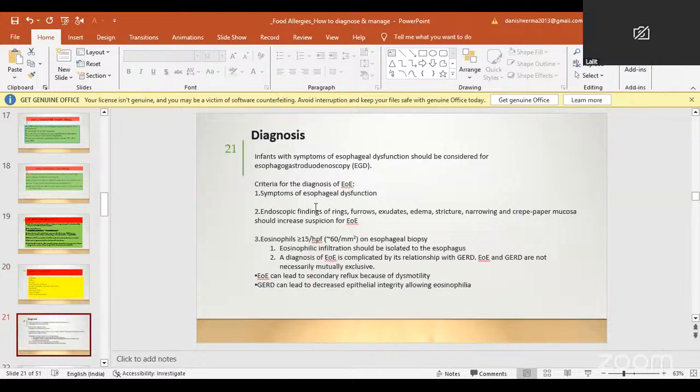Basically, when you do an endoscopy, you'll see rings in the esophagus. There are strictures or narrowing also there, and when you do a biopsy, there will be an increase in the eosinophils. It can also lead to reflux because of dysmotility, and it can cause decreased epithelial integrity, allowing eosinophilia to happen.